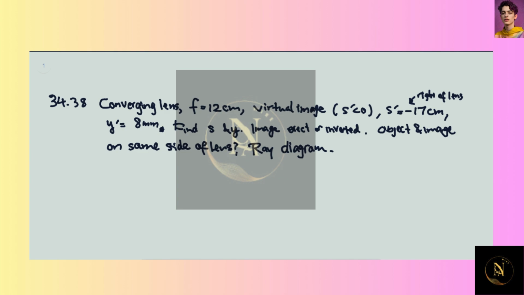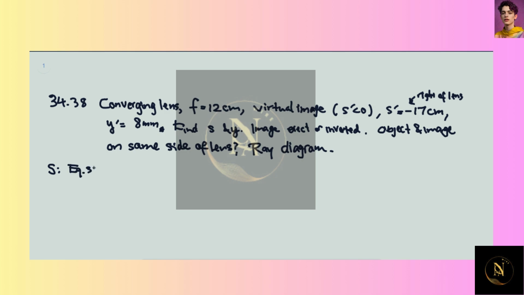For problem 38, we're given a converging lens with a focal length of 12 centimeters, and we're told that a virtual image forms to the right of the lens at a distance of 17 centimeters away. Since the image is virtual, we know right away that the image distance is going to be negative. So I right away put a negative sign in front of the image distance.